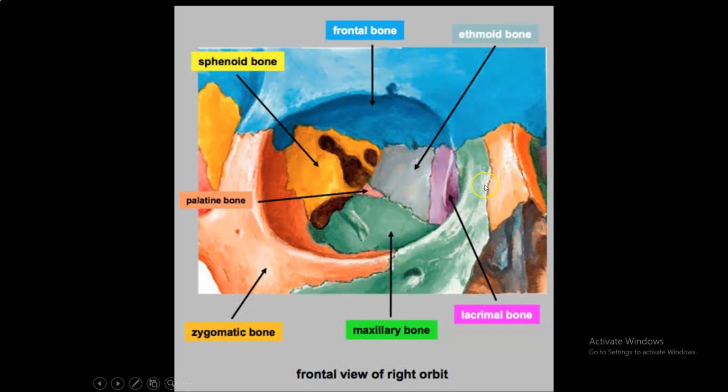The medial wall, from the front to the back, is formed by the frontal process of the maxillary bone, which is the green bone here. Then the lacrimal bone, which is a small bone containing the lacrimal sac. Then the ethmoid bone, separating the medial orbit from the ethmoid sinus, the lamina papyracea. And the lateral wall is formed anteriorly by the zygomatic bone and posteriorly by the greater wing of the sphenoid, which is below the superior orbital fissure.